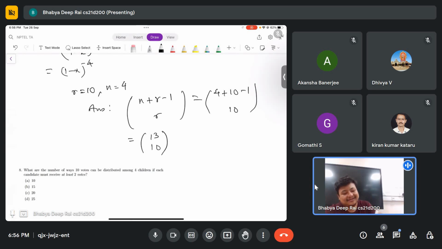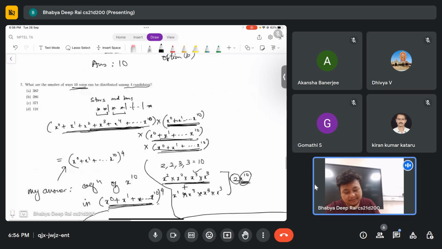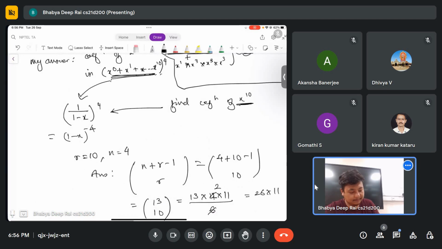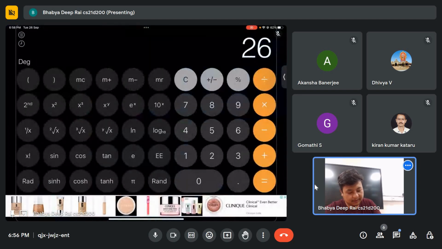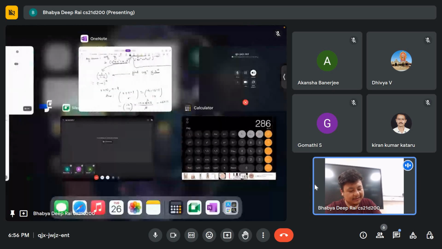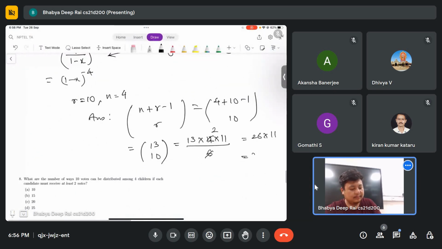Now you can leave it at this, or you can simplify. If you want to simplify, you get 13 times 12 times 11 divided by 3 factorial. 3 factorial is nothing but 6. 6 times 2 is 12. So 13 times 2 is 26 times 11. What is 26 times 11? 286. So my answer is 286.